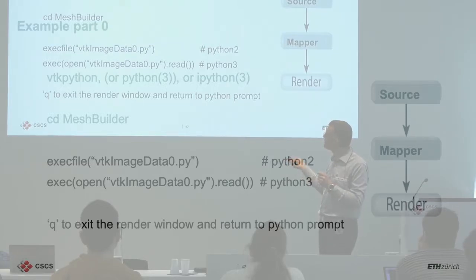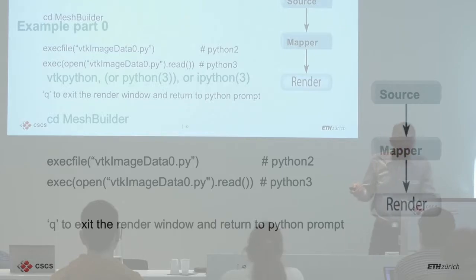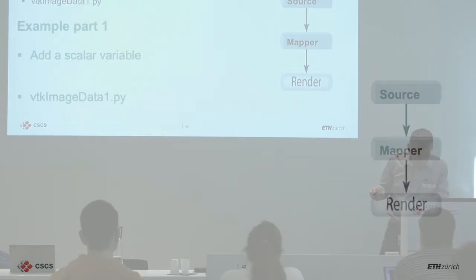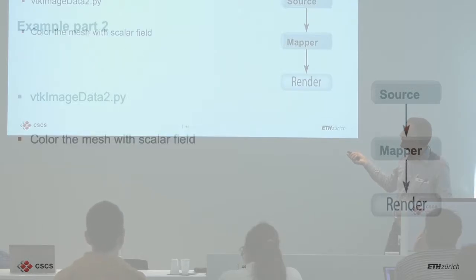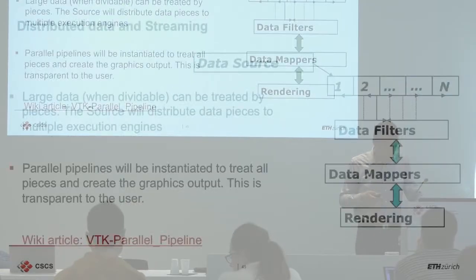So the first example is VTK image data 0.py. The second example is VTK image data 1.py. Nothing has changed except that we've added a scalar variable. There's a second example called VTK image data 2, where we actually color the mesh with the given data array.